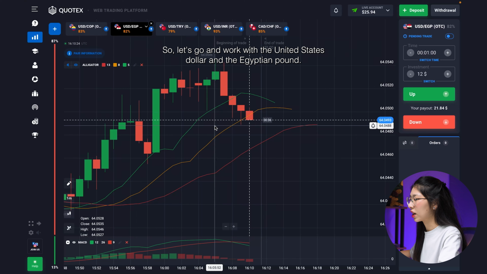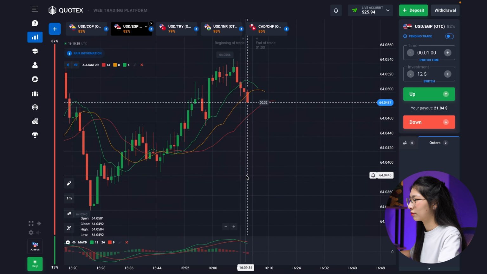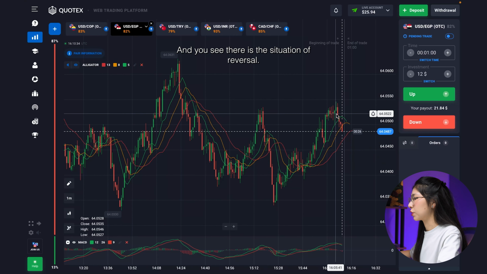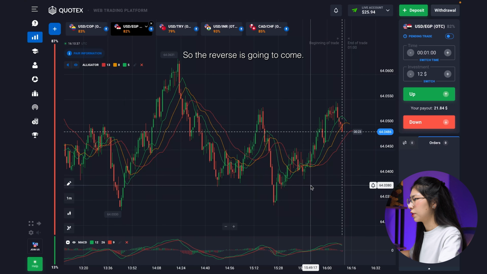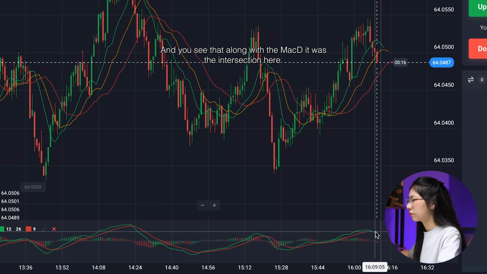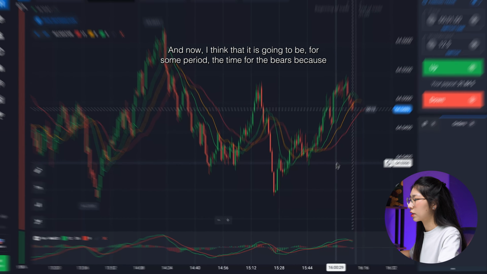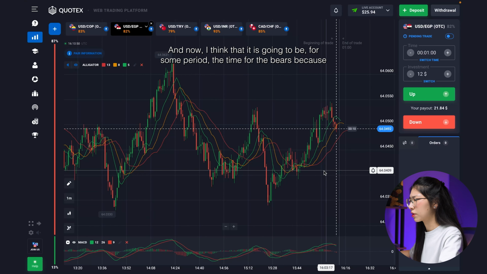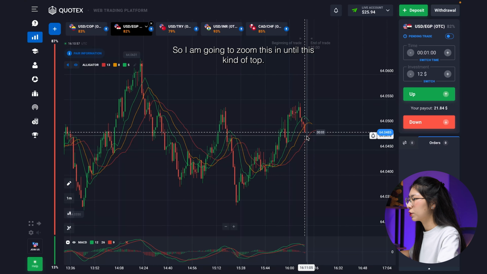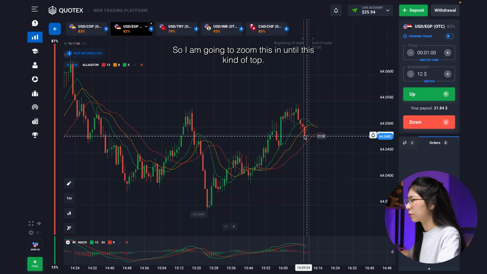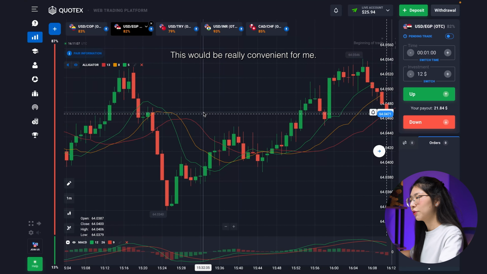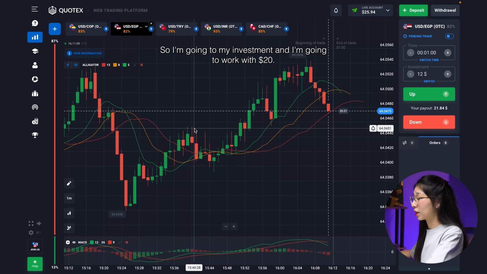So let's go and work with the United States dollar and the Egyptian pound. And you see that there is a situation of reversal. Yeah, so the reversal is going to come, and you see that along with the MACD there was an intersection here. The lines are being crossed, and now I think that it's going to be for some period the time for the bears, because I see the situation here is going to be alike. Okay, I'm going to zoom this in until this kind of top. I will be having this view. This will be really convenient for me. I'm going to my investment and I'm going to work with $20.